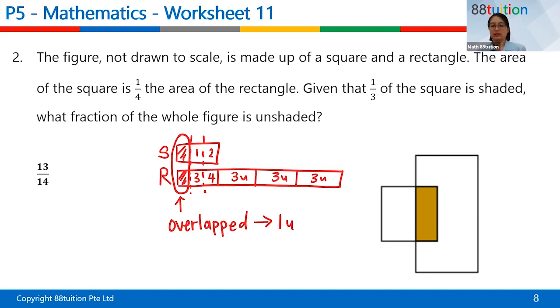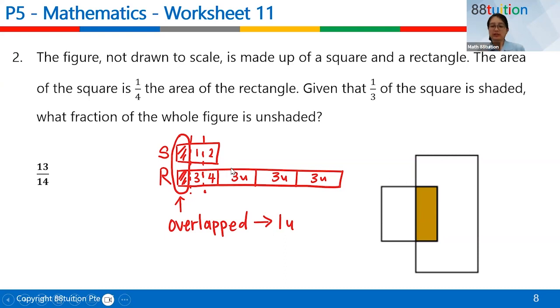So I draw a model. It tells you that the square is 1/4, so I draw 1 box here and then 4 boxes here. Then it says 1/3 of the square, so I cut this square into 3 parts. This is the thing you need to be aware of: this part, they overlap. When they ask you for a fraction of the whole figure, it's a 2D figure, so you need to be aware that you don't count the overlap part twice. This is the part that I shade, this is the overlap. The overlap is still considered as 1 unit.